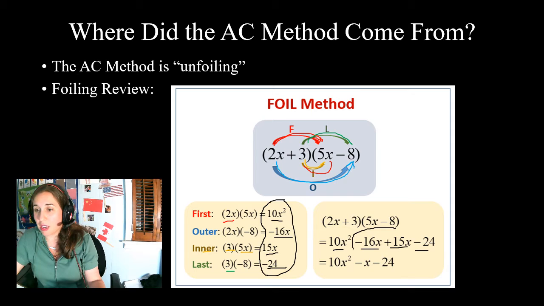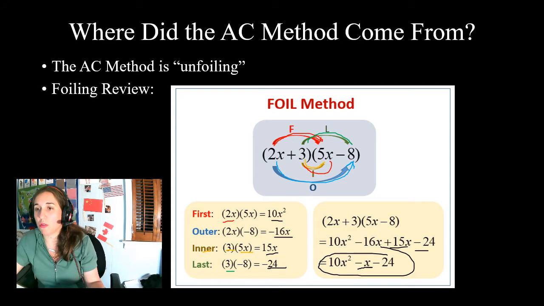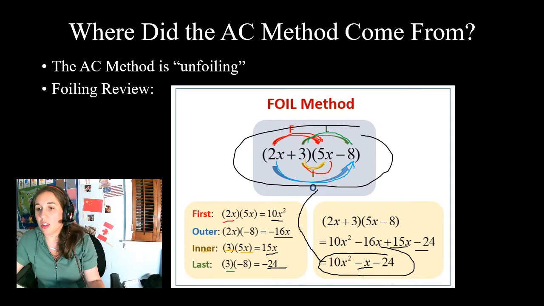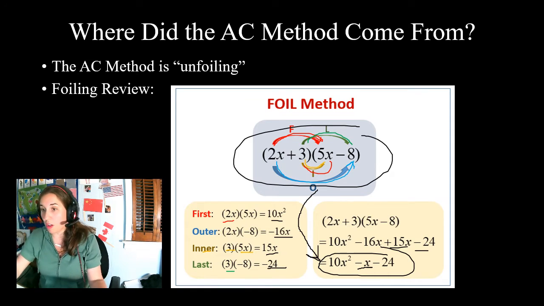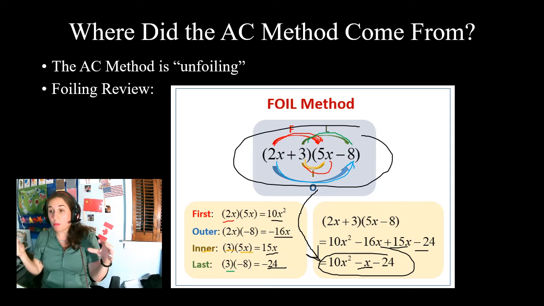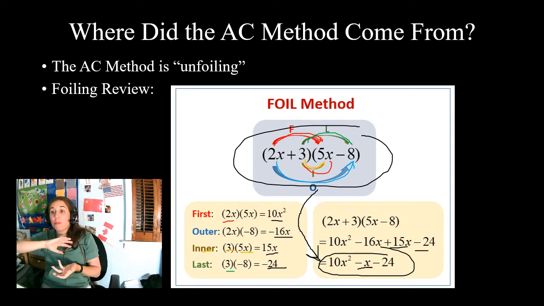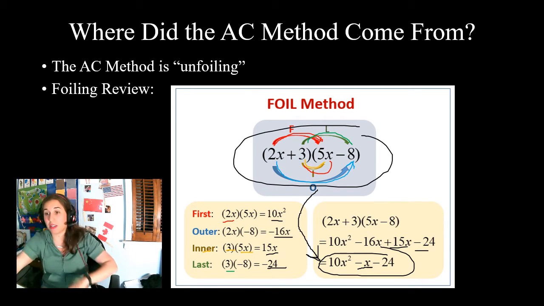We can combine like terms, just like what we did in our review lectures, adding polynomials. So negative 16x plus 15x gives us a negative 1x. When you simplified the whole thing down, you wound up with 10x squared minus x minus 24. So you started with the factors and ended with a polynomial. That was foiling. When we use the AC method, we're basically reversing that process.